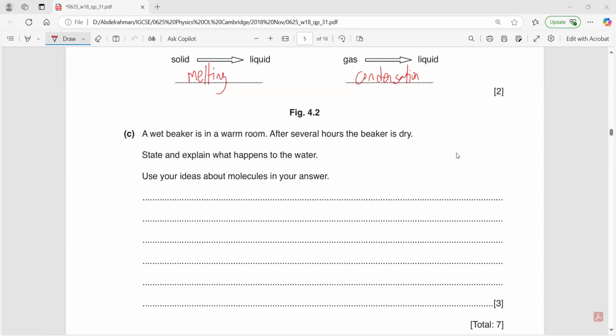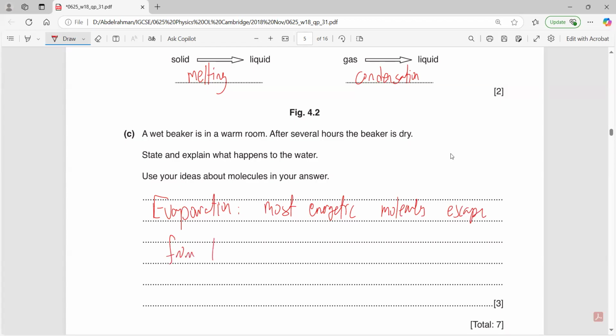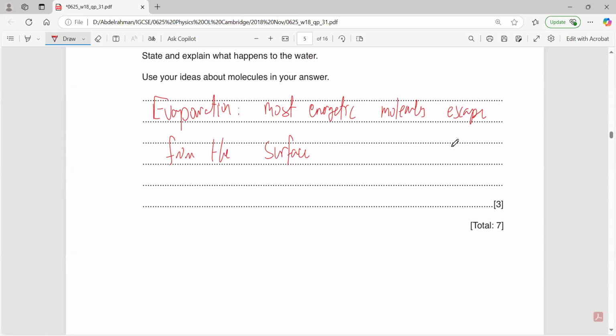You need to state, first of all, the name of the process, which is evaporation. And then you can just say that the most energetic molecules escape from the surface. Good. Moving on to the next question.